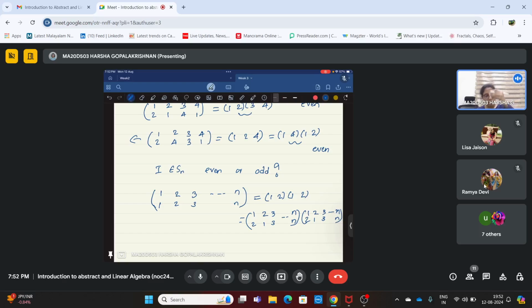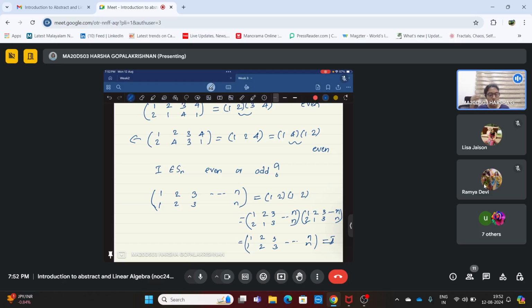1 going to 2, 2 going to 1. Okay, 1 going to 1. Similarly 2 going to 1, 1 going to 2, 2 going to 2. So everything else is already fixed. Correct? I got the identity permutation. So this is how we write the identity permutation as the product of an even number of transpositions. That is why the identity permutation is an even permutation.